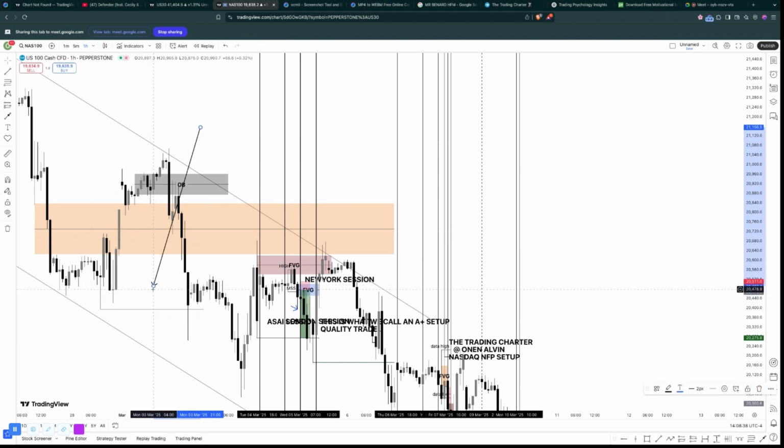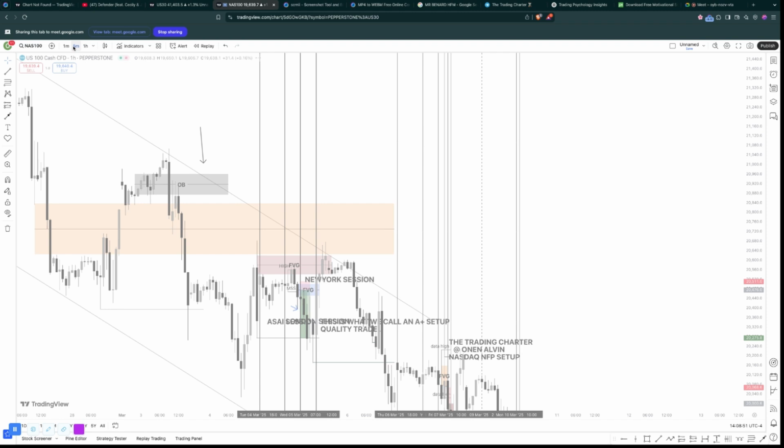Has everybody understood this? Yes. In this trend, no need to use fair value gap. You can use fair value gaps. So in this trend, you put it where? Let me go down and I show you.